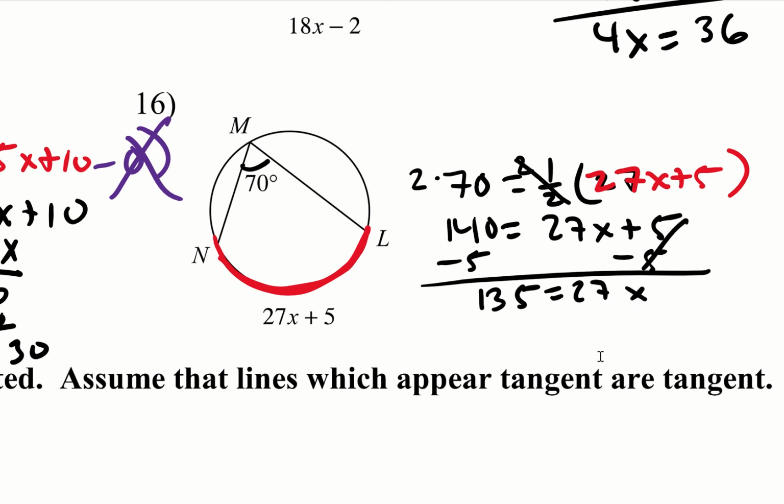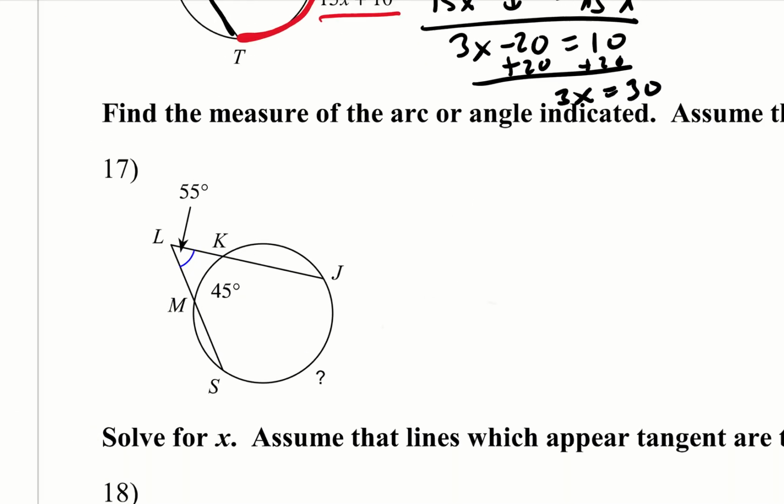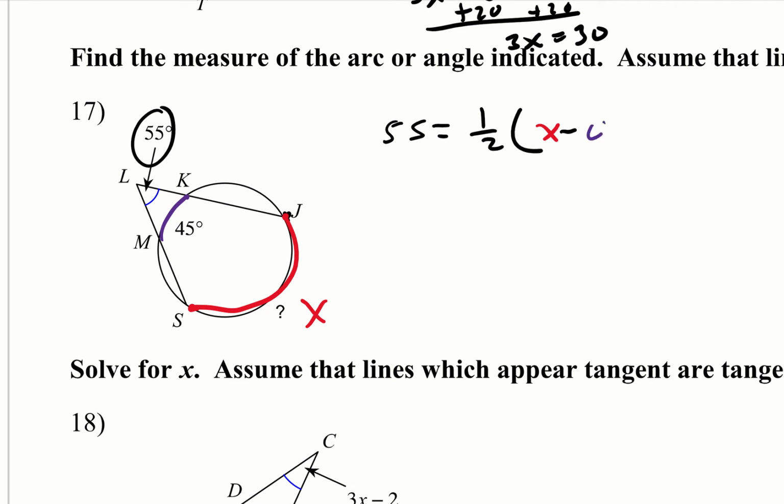And I'll leave it to you guys to solve that. Finish that up. Number 17, find the measure of the arc or angle indicated. Same deal. We got an angle on the outside, so it's going to be half the difference of the outer intercepted arc and the inner intercepted arc. Let's call the outer one x, and then the inner one's 45.